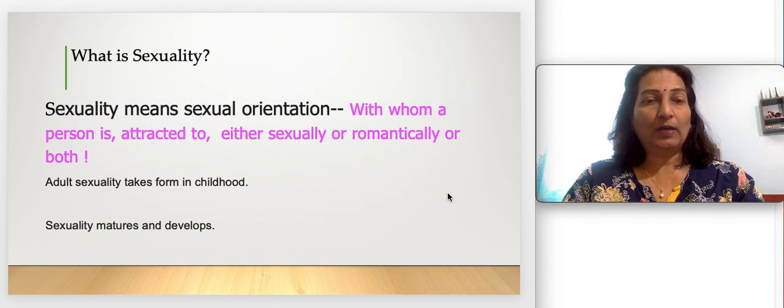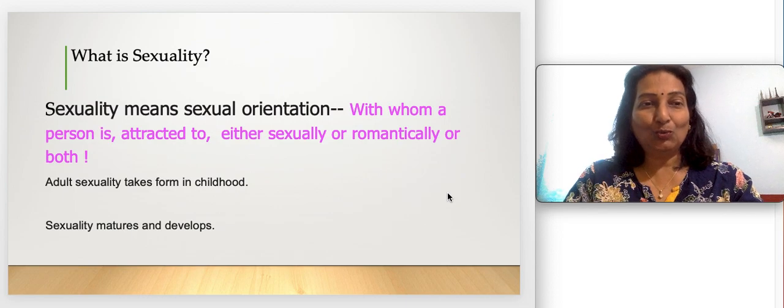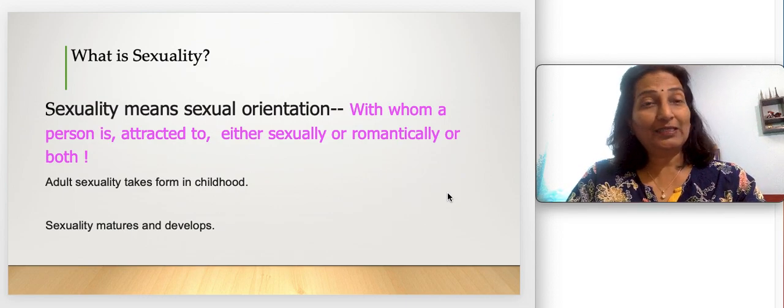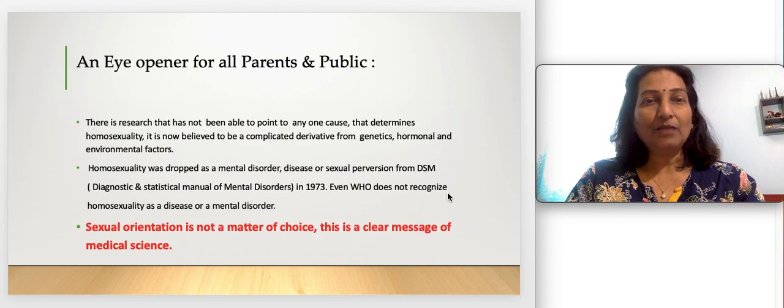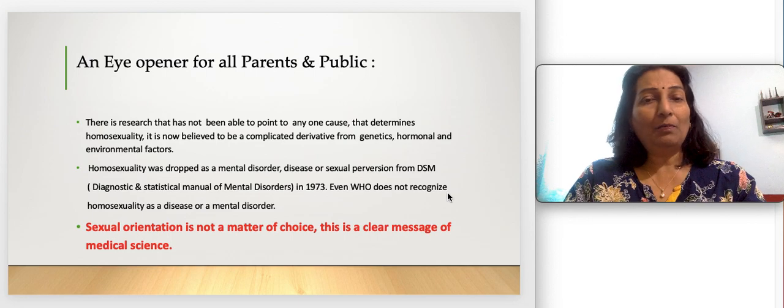Adult sexuality takes form in childhood, but sexuality matures and develops. So it's not a fixed thing. It is not fixed at birth. Please remember, it can change. Now, I want to give an eye opener for all the parents and public. Research has not been able to point out any cause that determines homosexuality. It is now believed to be a complicated derivative of genetic, hormonal, and environmental factors.